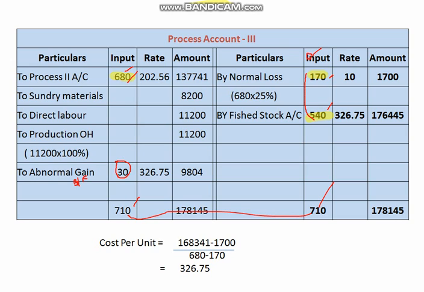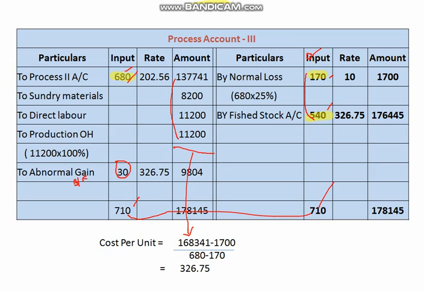Now find the cost per unit. What is cost per unit? Total cost. I said that don't add the abnormal gain. Up to here, abnormal gain before. You should not add abnormal gain. So make the total up to here. Up to here, the same total comes here.